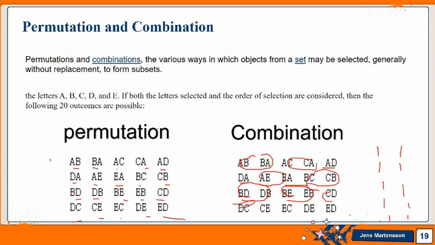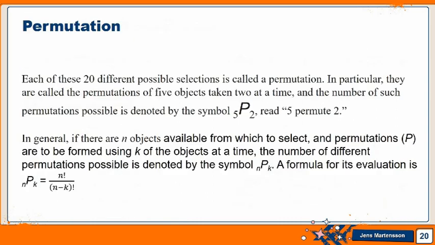So, in permutation, the place or the order of the outcome is important, while in combination, we disregard the importance of the order. As long as it contains both subsets, then it is counted as one. So, going back to permutation, each of the 20 different possible selections is called a permutation. So, the permutation of AB, the permutation of BA. They are called permutations of the 5 objects taken 2 at a time.